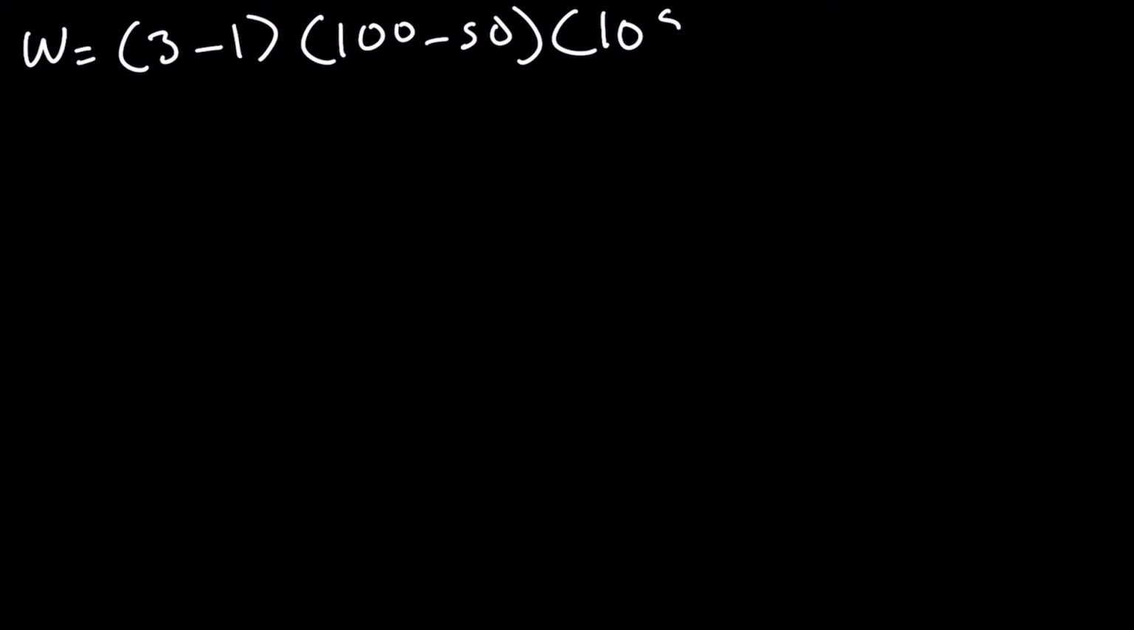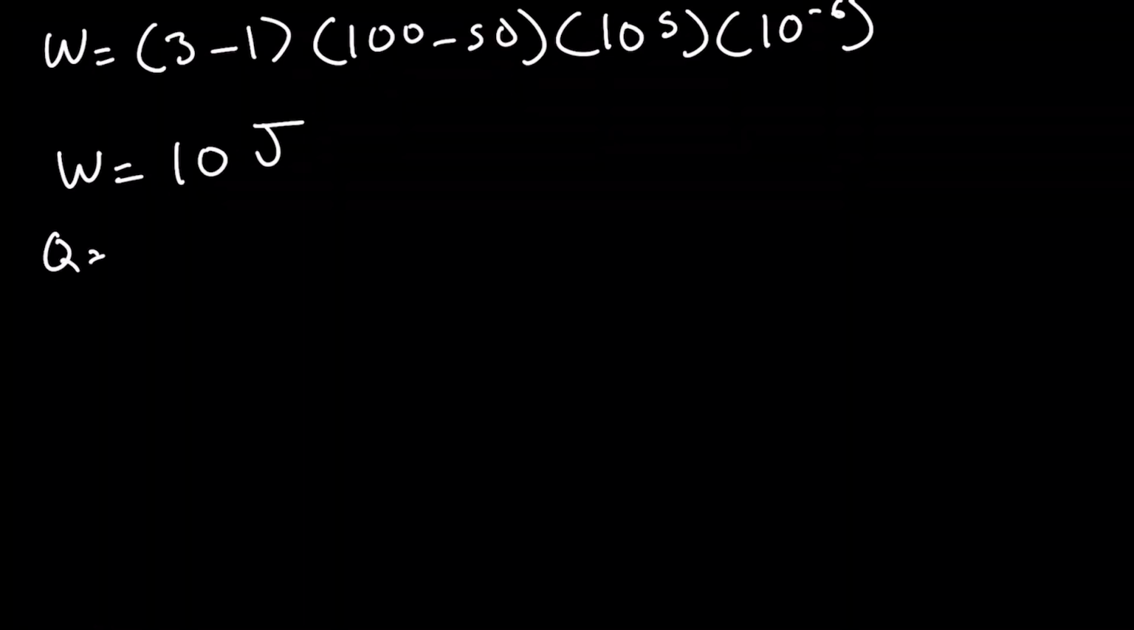To calculate the work, it's actually very simple. All we need to do is plug our values into the work equation, which is difference in pressure times difference in volume, which gives us 3 minus 1 times 100 minus 50. Of course, converting our units into joules, we get 10 joules as our final work result.